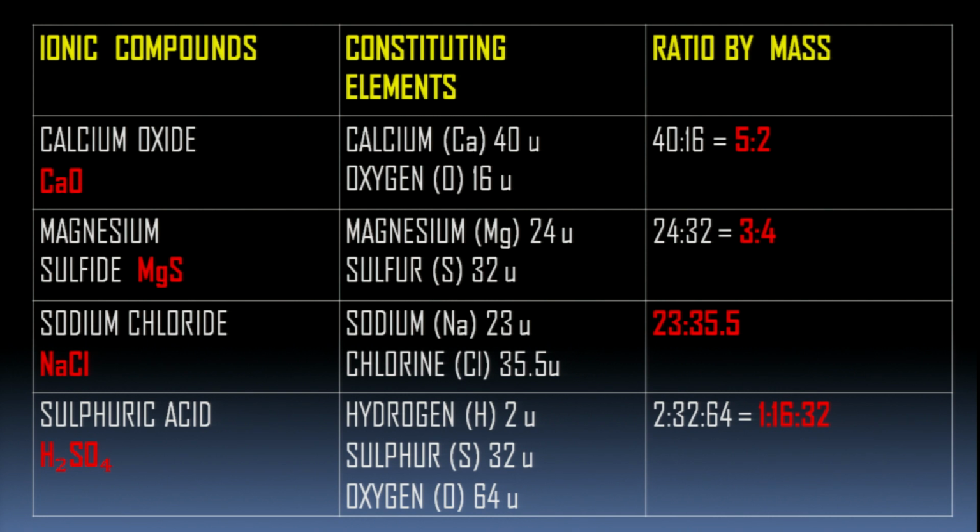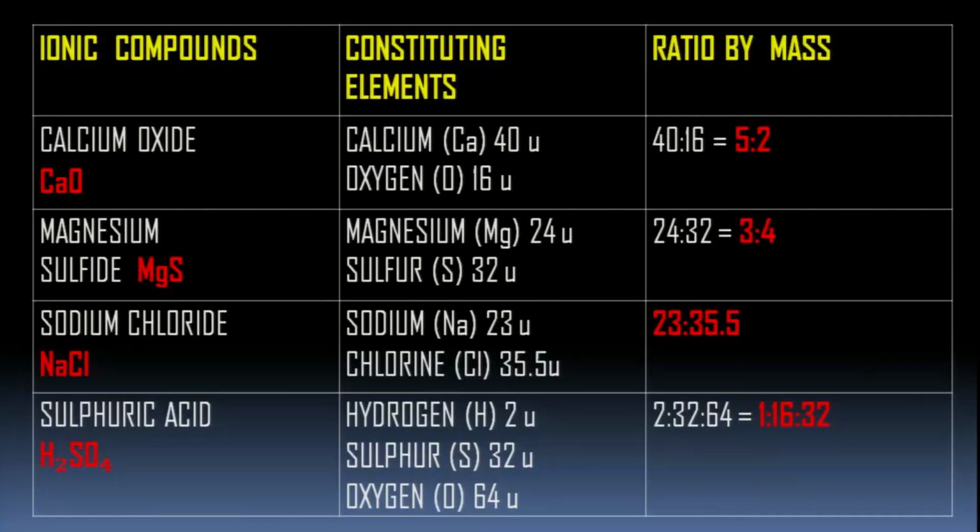Okay? Keep writing. Sodium chloride, NaCl. Sodium is 23 units and chlorine is 35.5 unified mass. Then ratio by mass comes out to be 23 is to 35.5. This is the ratio. We can't simplify it further.